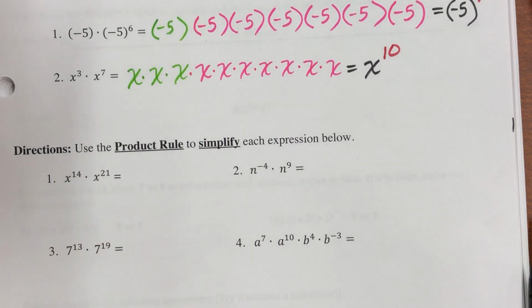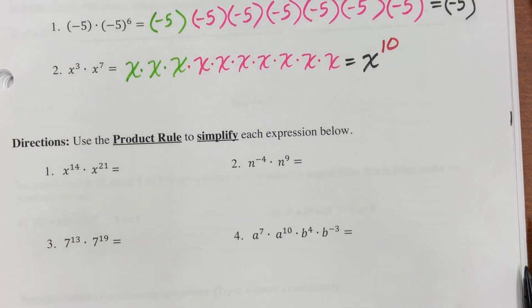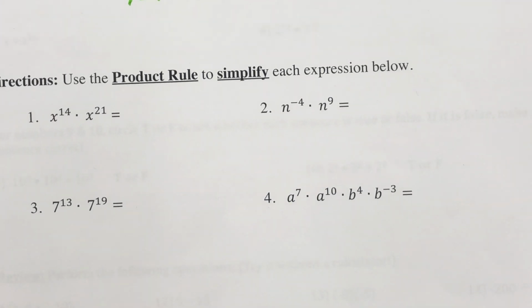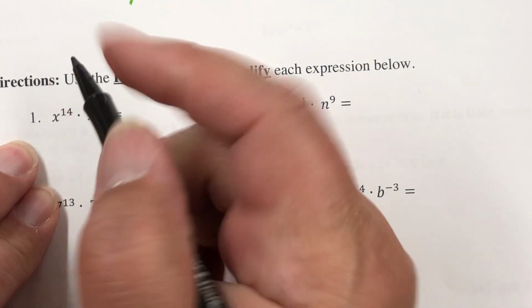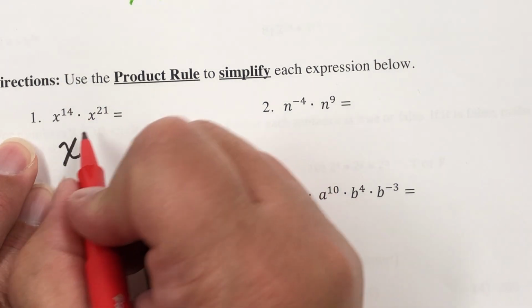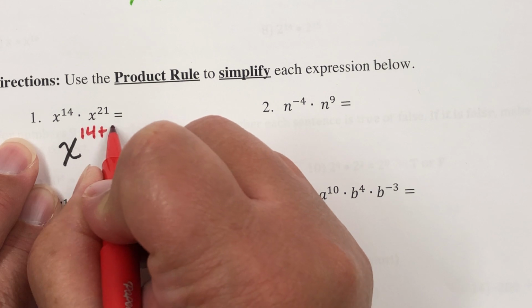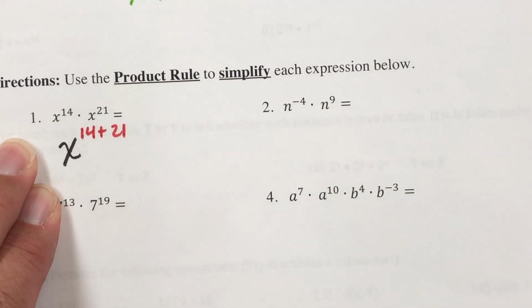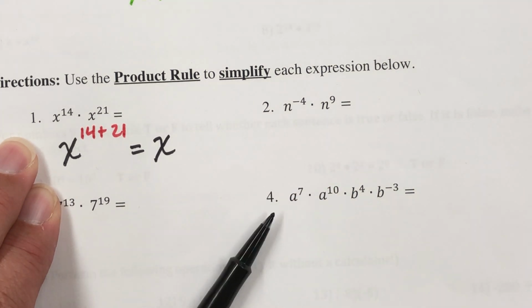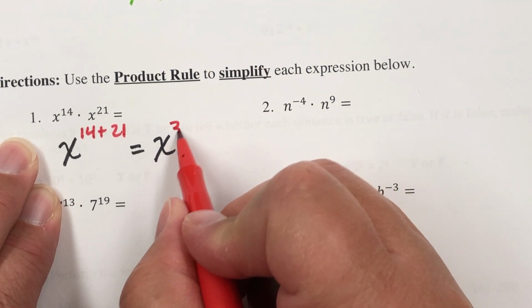So down here, the product rule and simplify it. Now, very often when you're doing the product rule or later on some of the other laws of exponents, they're going to ask you to show your work. And in order to do that, all you have to do is write down what you're doing. You're keeping the base, x, and you're adding the exponents, in this case, 14 plus 21. So I write that as the exponent. So I keep the base x, and 14 plus 21, 35.